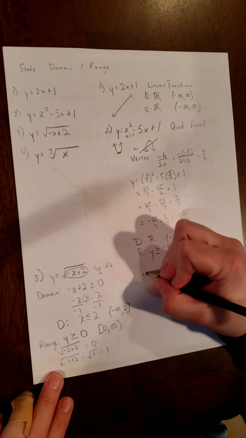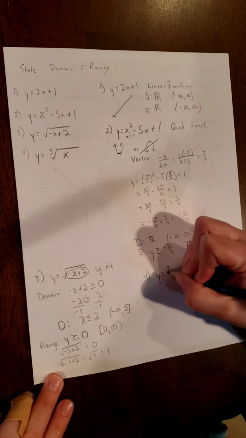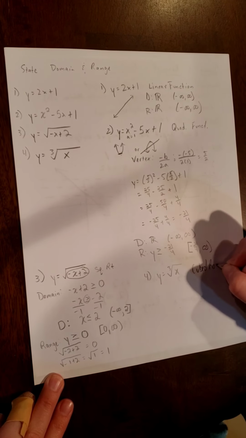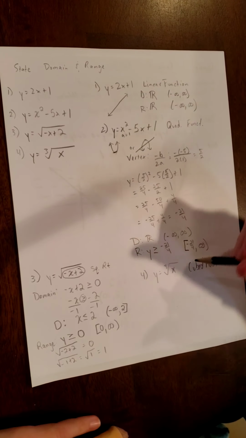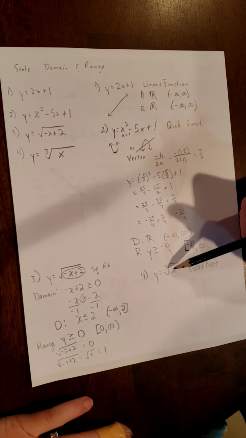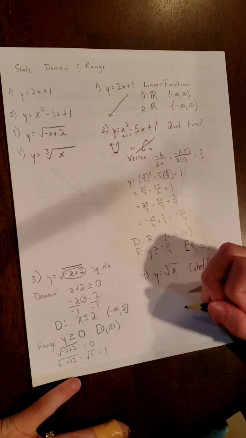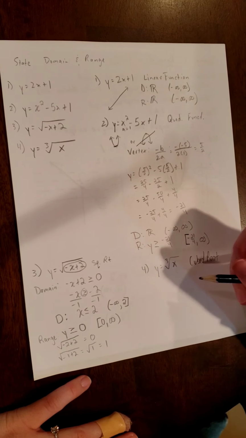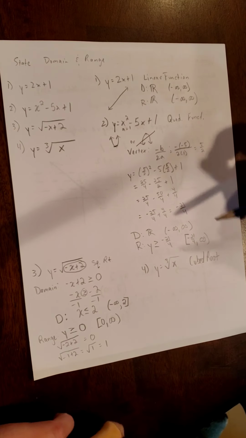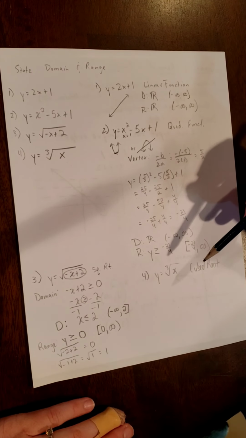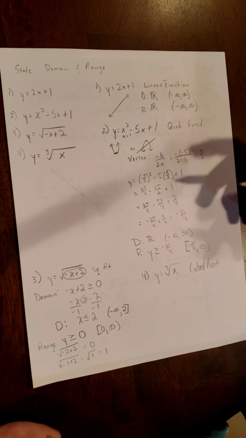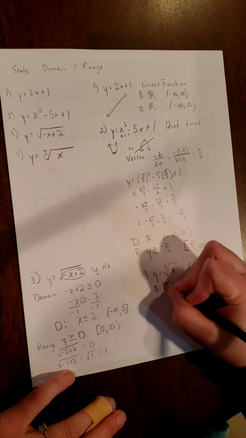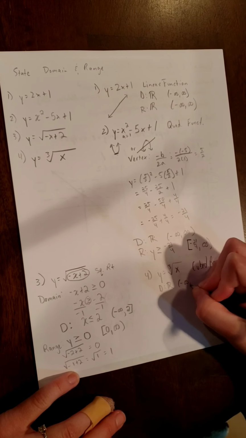And number 4, identify what type it is. This is a cubed root function. Can you take the cubed root of a negative number? Yes. Can you take the cubed root of a positive number? Yes. Can you take the cubed root of 0? Yes. Therefore, x can be a negative number, can be 0, can be positive, and it will output all real numbers. So your domain is all real numbers.